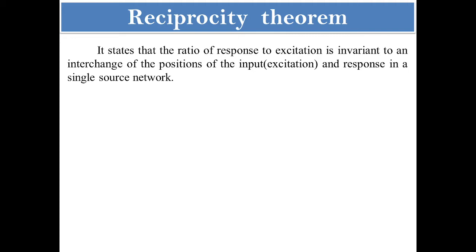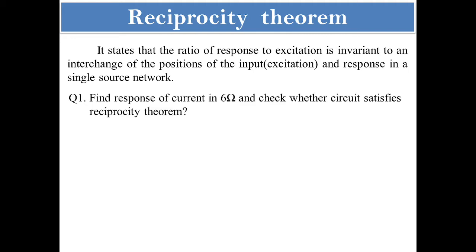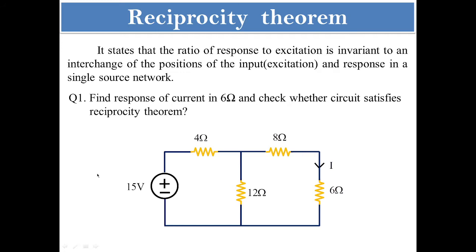In order to understand this, let us go with an example. For example 1, we have to find the response of current in 6 ohms and check whether the circuit satisfies the reciprocity theorem. Here it is a simple network. You can see 15 volts is the voltage source and it's a passive network since you have all the resistors, and we need to find out the value of current in 6 ohms. This can be done using mesh analysis, node analysis, or by the current division or voltage division rule.